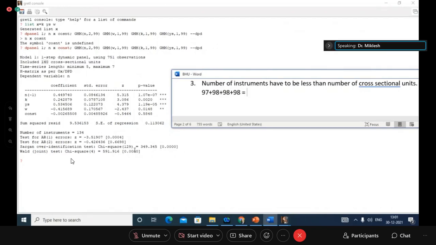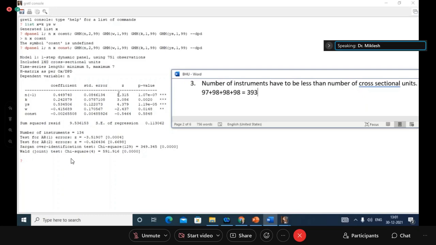9 4s are 36 plus 54. 390? 393? 391, sir. Sure. 8 3s are 24, right? 24 plus 7. I think 393. Right. Look, you have given with the help of the command 393 instruments.